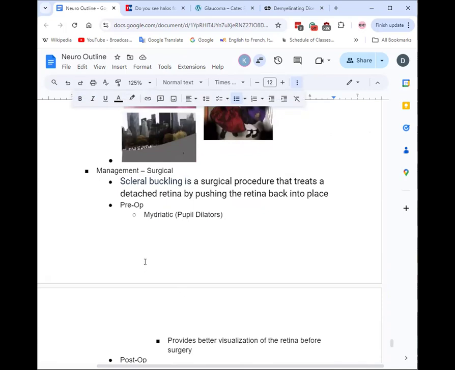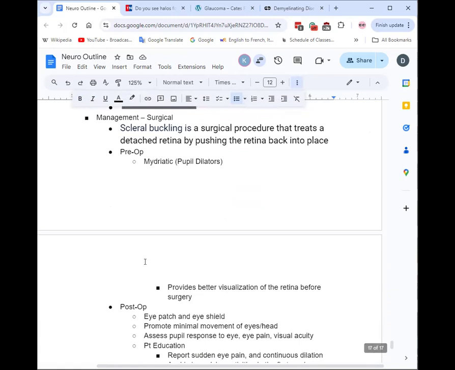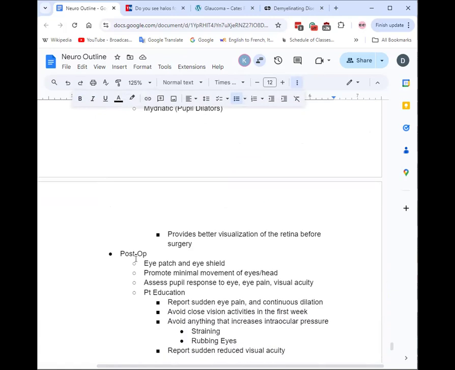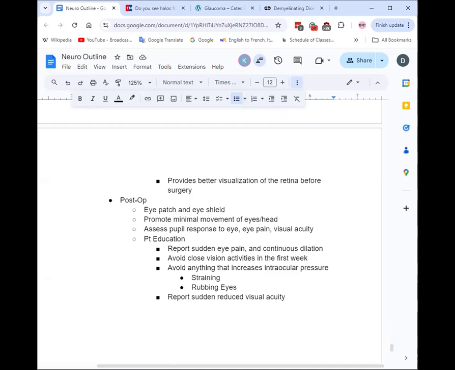So some of the stuff they do pre-op, they'll dilate your pupils so they can get a better idea of what's going on. Post-op, they will give you an eye patch, an eye shield just to protect the eye, and tell you to minimize the movement. You will do the pupil response. You want to assess how the eye is doing after the surgery. Makes sense. After surgery, you assess them and protect the part that just got operated on, aka here the eye.